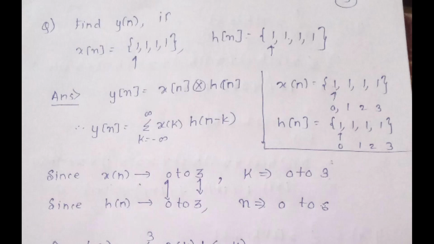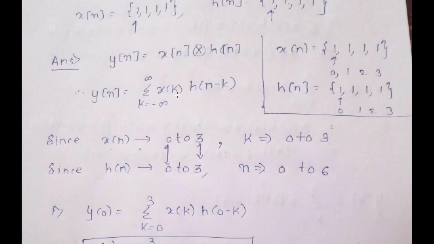So are you understanding how we find this out? Whenever x of n and h of n are given to you and they ask you to find y of n, y of n is equal to x of n convolved with h of n. And this y of n is the summation of x of k into h of n minus k, where k goes from minus infinity to infinity. But the actual values of k and n are going to be as this.